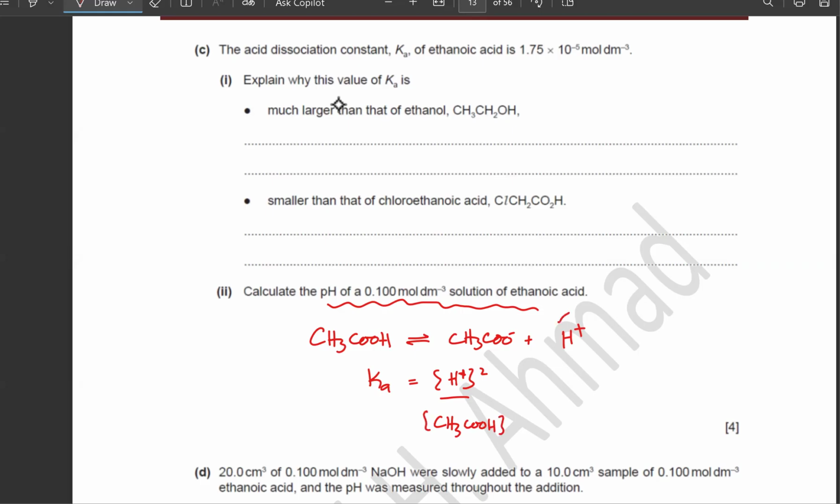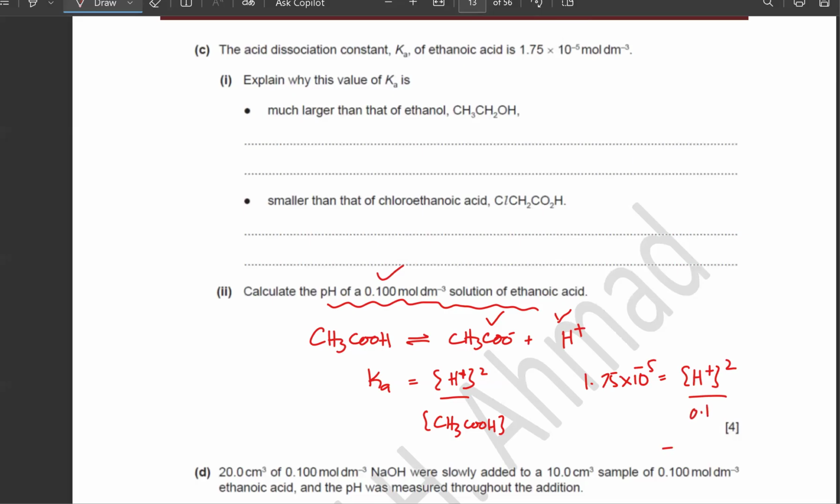Why is it squared? Because these two ions are the products, and they have exactly the same concentration. They're going to be produced in exactly the same amount. So the K value is with us. It's 1.75 times 10 to the power minus 5. The H plus squared, we don't know. The concentration of the ethanoic acid that's given is 0.1.